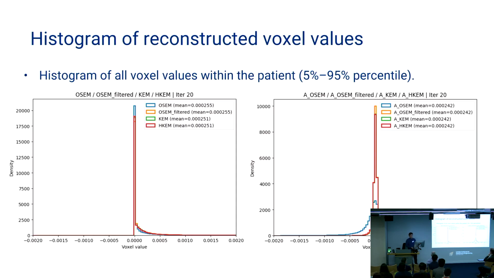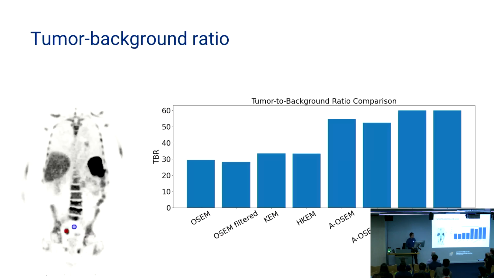AKM and HKM we tested. They all follow somehow symmetric distribution, and the AOSEM has a little bit more spread out compared to the other methods. We also have a very simple test on the tumor background ratio. We take an ROI on the tumor and also the background, and we calculate the TBR. You can see that all the A versions, which allow for negative values, have higher TBR compared to the normal method.